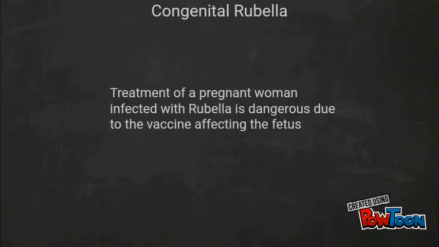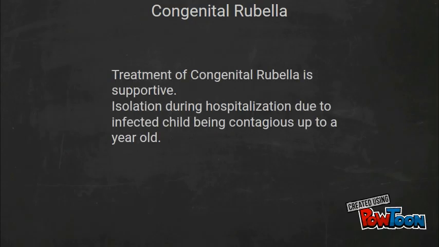Treating rubella in pregnant women is dangerous due to the potential harm to the unborn fetus caused by the vaccine. After birth, congenital rubella is treated supportively. The child can be infectious for up to a year and should be isolated.